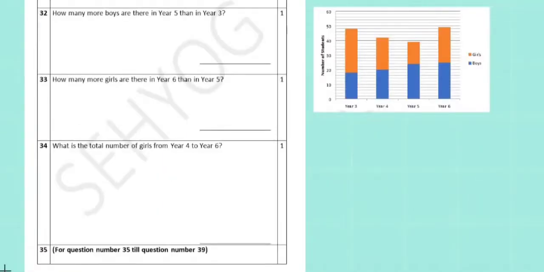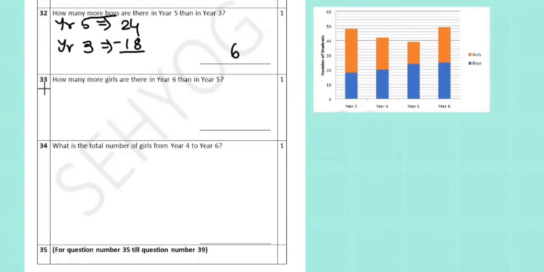In question number 32, how many more boys are there in year 5 than in year 3? So, first looking at the number of boys in year 5, we can see that it is going up till 20, then 1 division, 2 marks and 2 division, 2 marks. So, which means the number of boys in year 5 is 24. Again in year 3, we have already found number of boys is 18. Subtracting them, 24 minus 18, we get how many more boys in year 5? That is 6 more boys in year 5.